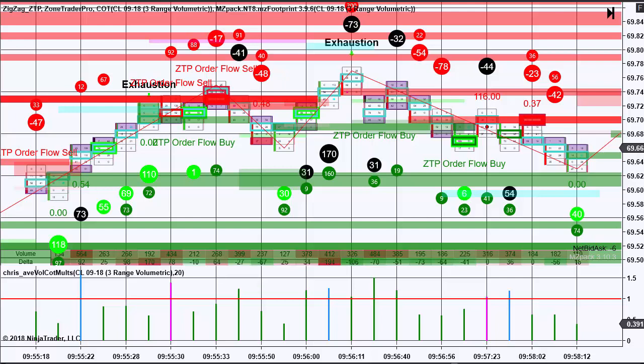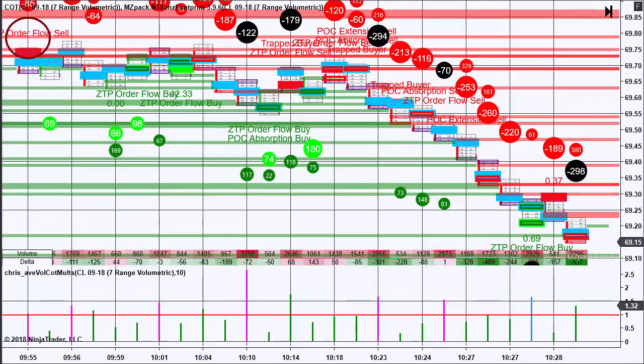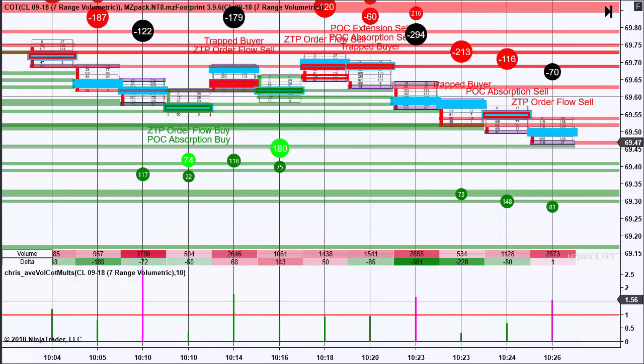At the creation of the red extension zones, along with the high volume, that would be a very good indicator to initiate a trade. This trade, however, takes approximately 20 minutes to develop after the initial ZTP order flow sell. Probably a better entry occurs in this area here, where we have multiple POC extension and absorption trades along with a ZTP order flow indicator being given. And once the trade kicks off, you can again see how high the volume is compared to previous bars.